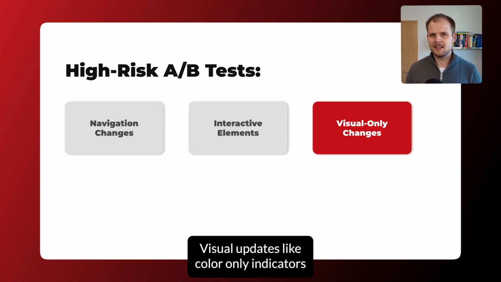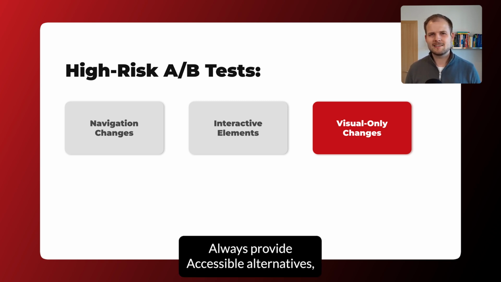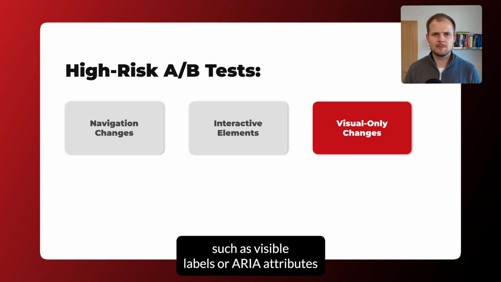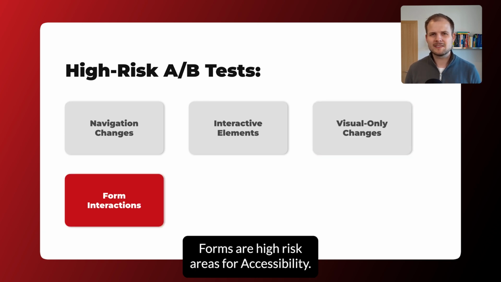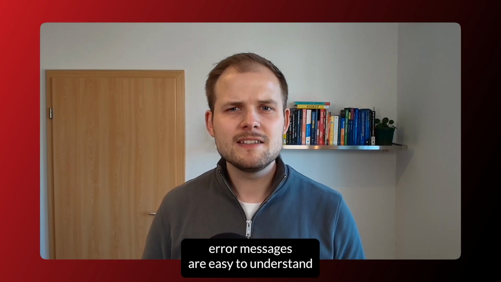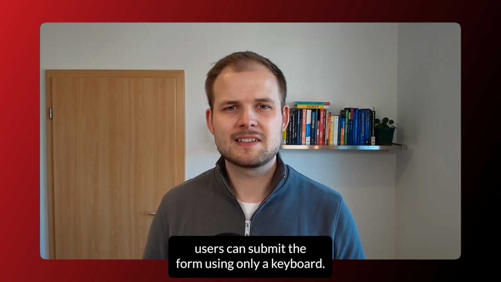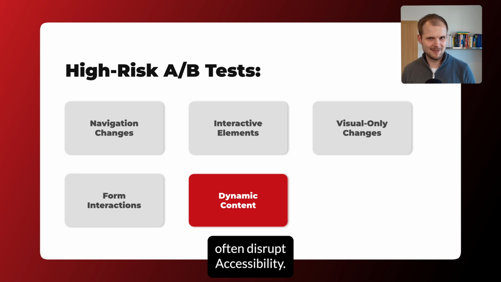Visual updates like color-only indicators or icons without labels can create barriers. Always provide accessible alternatives, such as visible labels or ARIA attributes, to ensure that the information isn't lost. Forms are high-risk areas for accessibility. Ensure that labels are correctly associated, error messages are easy to understand, and that users can submit the form using only a keyboard. Modal dialogues and fly-in menus often disrupt accessibility.